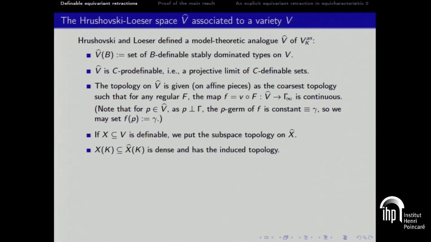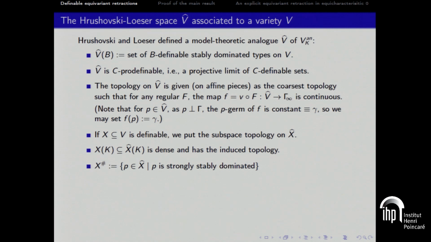And in this way, exactly as in the Berkovich setting, X(K) with its induced topology embeds densely into X hat(K). So why is it a subset? Well, a realized type is certainly stably dominated. There's nothing to say. So that's why X is contained in X hat, naturally. But the topology, this is dense, and has the right topology. Okay.